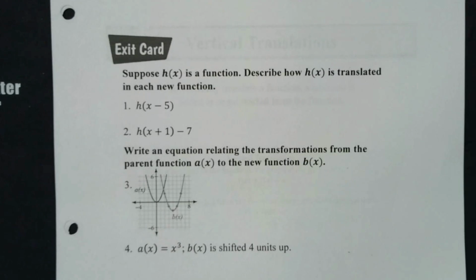Number 4 is saying the parent function is x cubed. If I want to take that parent function and shift it up 4, what would I do?